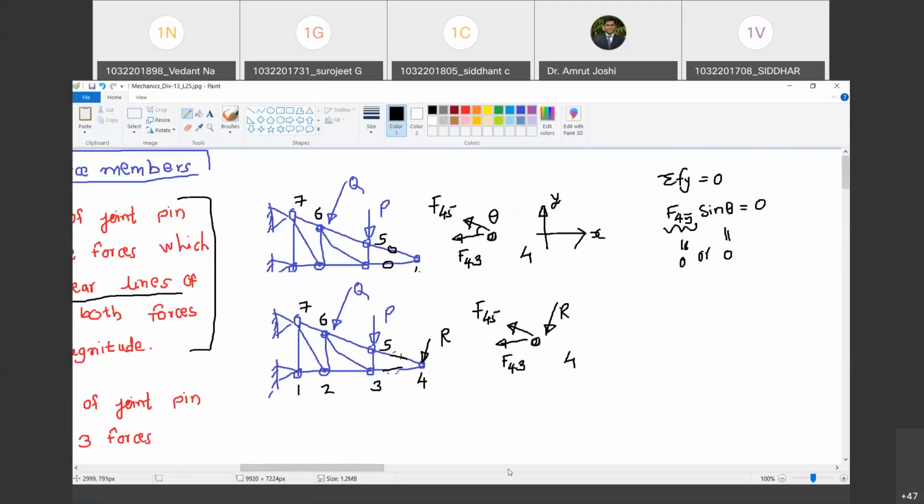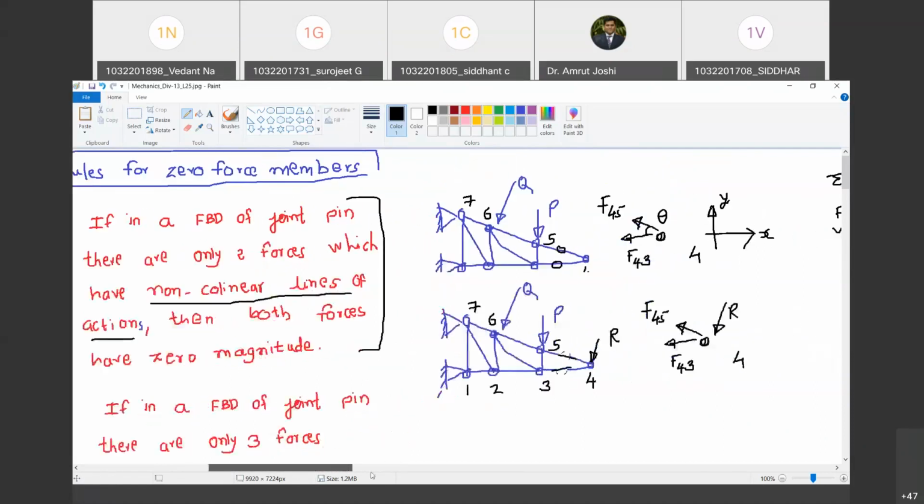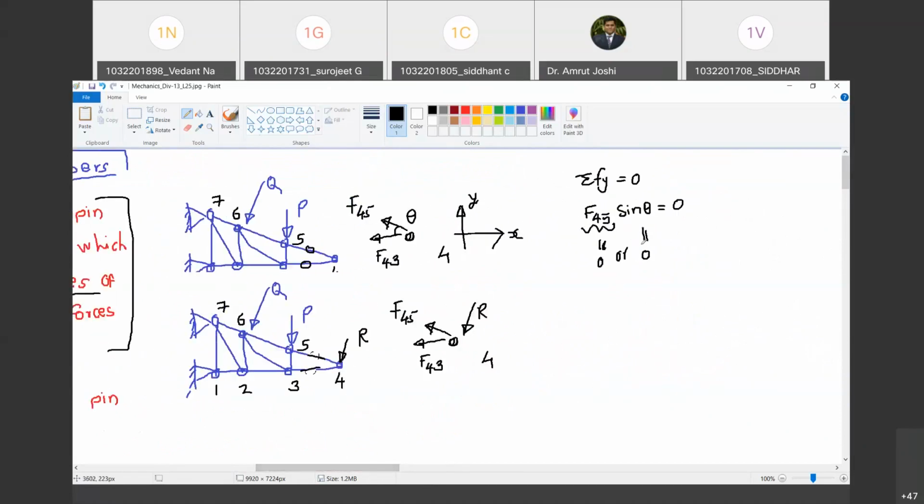Because if theta is 0, this rule does not apply. If theta is 180, the rule also does not apply, because then these two forces will be collinear. So for any theta other than 0 and 180 degrees, sin theta is not going to be 0. Do you agree with me? Yes, sir. So F45 has to be 0. Happy? Yes, sir. Now how do I prove that F43 is 0?